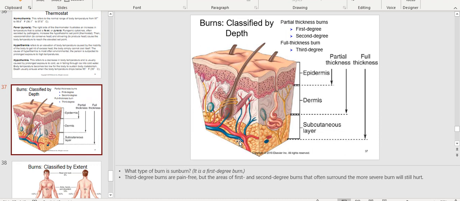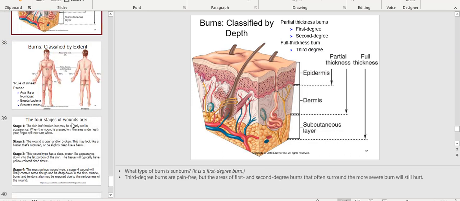Burns. You've got first, second, and third degree burns, and you can basically see how it all goes. First degree burn, you've got a problem with the epidermis. Second degree, now you're into the dermis. Third degree, man, you've blown off all the fat, that whole fat layer, and that's a huge problem.